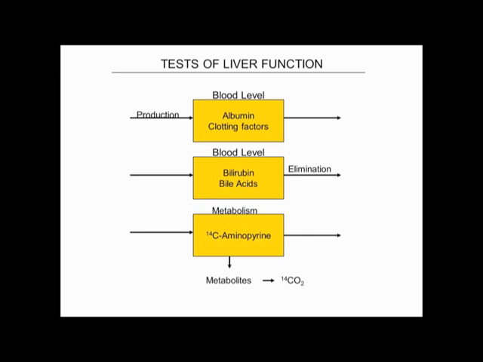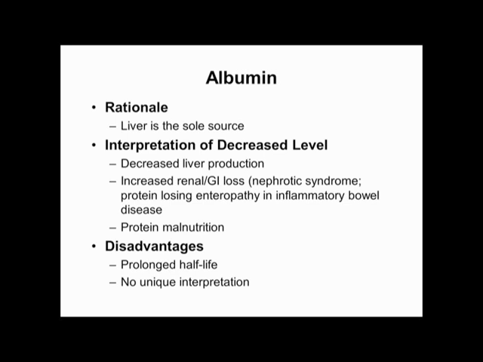There have been attempts to look at metabolism by giving radioactive or otherwise tagged compounds that are broken down in the liver, like aminopyrine, releasing a labeled carbon that then goes out in the breath as carbon dioxide. But this uses radioactivity. It's very clumsy to use, and it never really caught on. It didn't give us any additional information. So we're stuck with albumin and the prothrombin time.